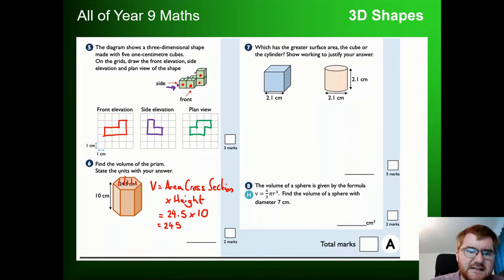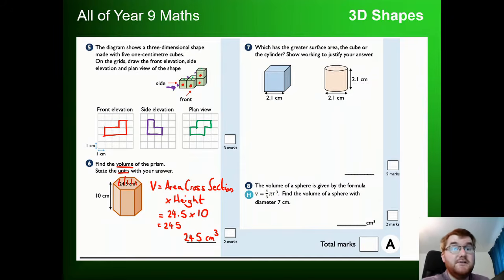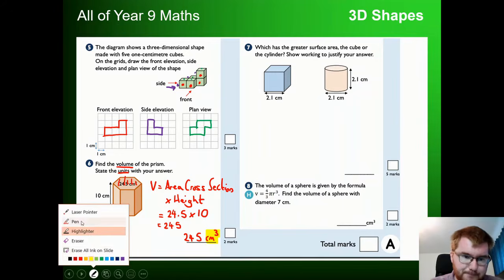But notice we need to state the units, which is important for all 2 marks. So 245 is fine. Notice we're working with volumes. It's going to be cubic units, and we have centimeters. So that's going to be cubic centimeters, like so. You may lose a mark in the exam if you do not put the correct units. So I'm going to highlight this to make a point. Make sure you put the correct units. In this case, cubic centimeters.